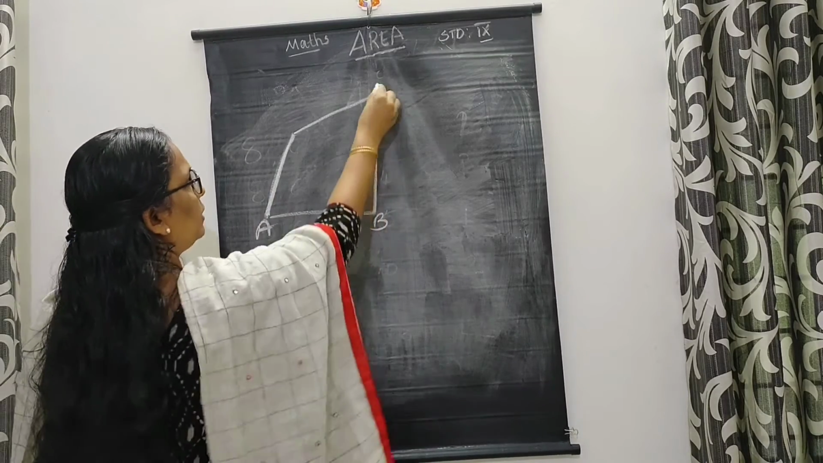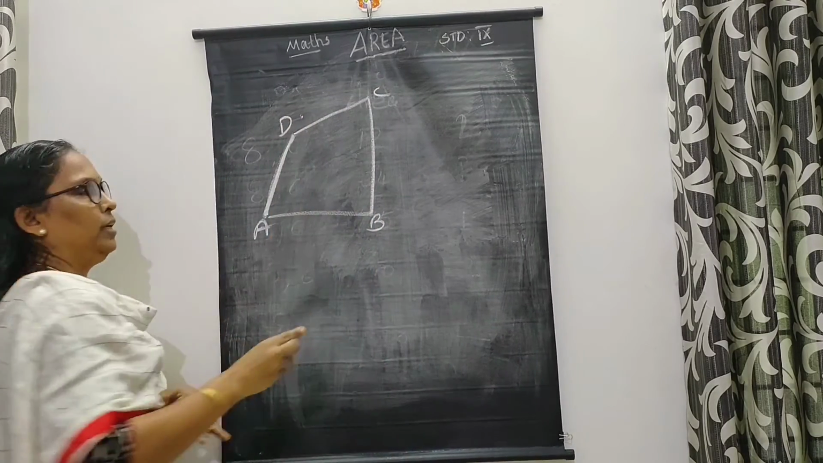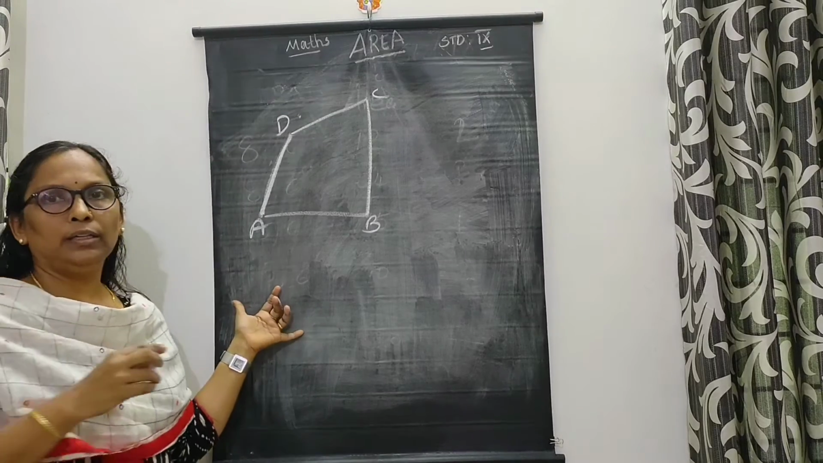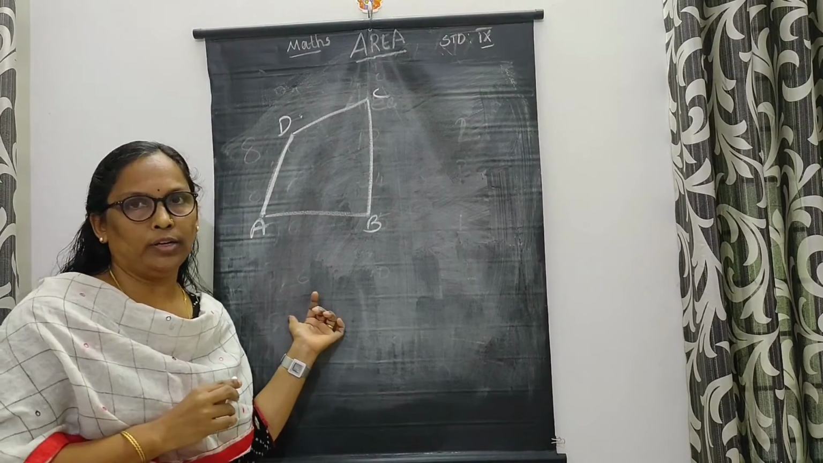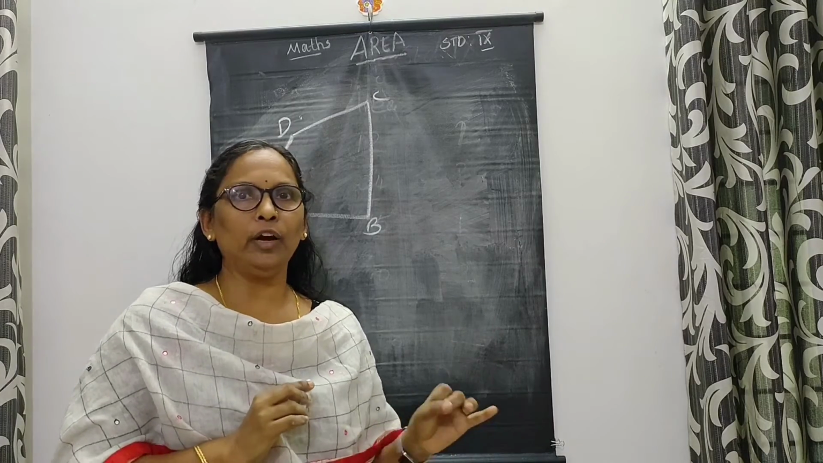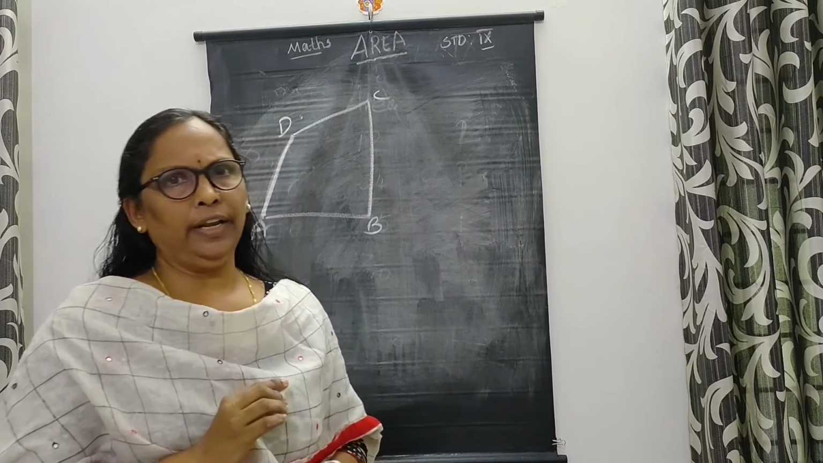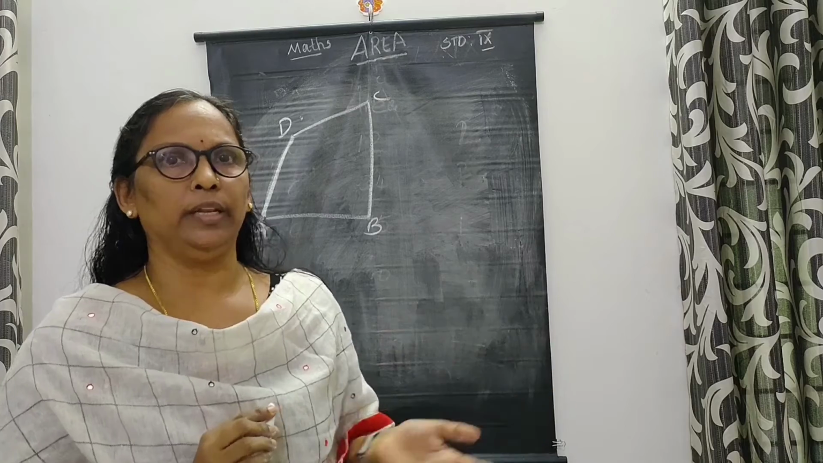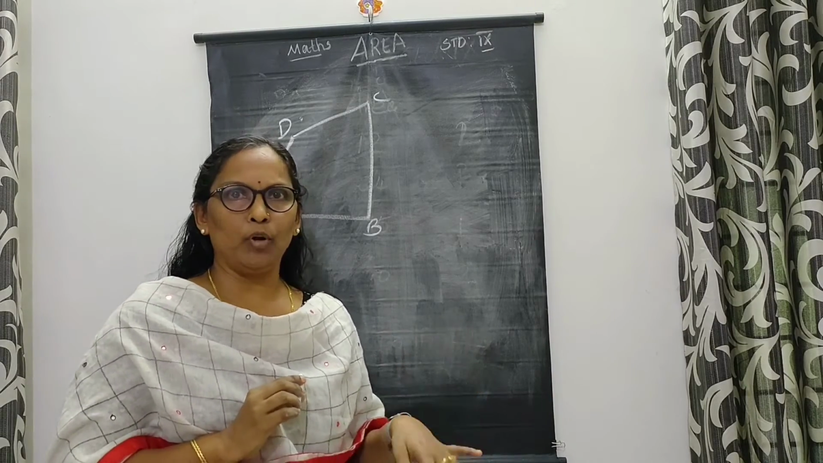ABCD is a quadrilateral. The question is, how do we get the area of this quadrilateral? That we have studied in the last class. Last class means 8th standard. You have already studied about this.